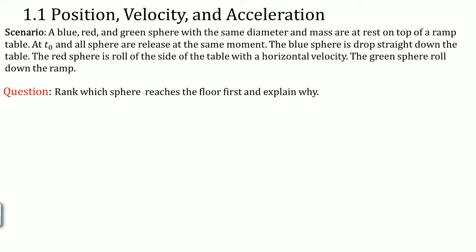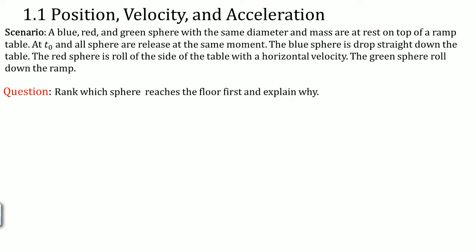Scenario: a blue, red, and green sphere with the same diameter and mass are at rest on top of a ramp table. At T naught, all the spheres are released at the same moment. The blue sphere is dropped straight down the table. The red sphere is rolled off the side of the table with a horizontal velocity, and the green sphere rolls down a ramp. What you're going to do is rank which sphere reaches the floor first and explain why.